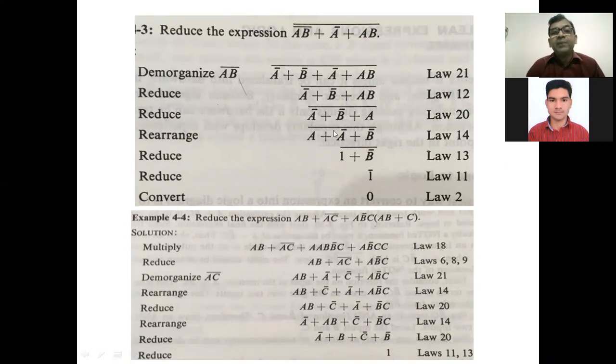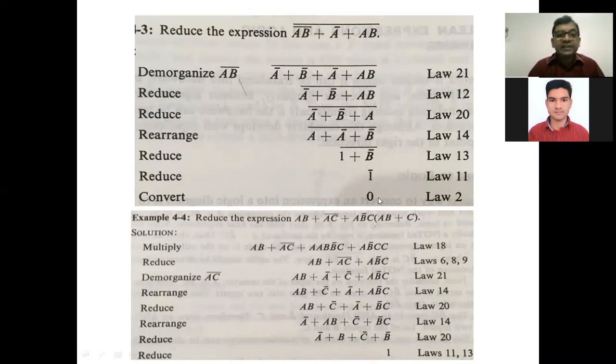Then again A plus A bar plus B bar. This A plus A bar becomes 1, plus B bar is 1, and whole bar, that is 1 bar, and that is equal to 0. So this Boolean expression AB whole bar plus AB can be reduced to 0.